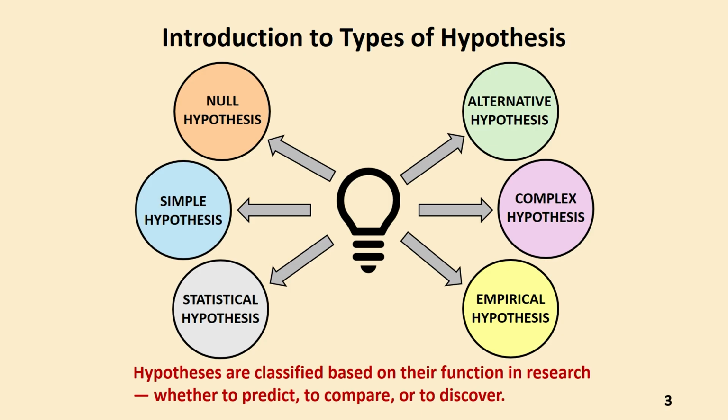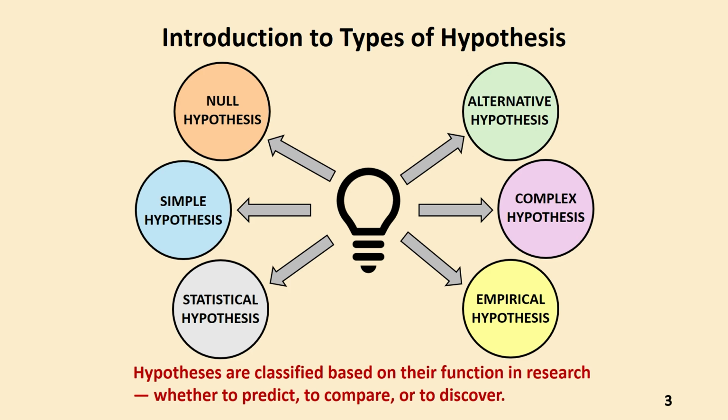Introduction to type of hypothesis. You can see here on the screen that we have already discussed about what is hypothesis, how significant it is in a research, and now we are going to discuss what are the various types of hypothesis. You can see here on the screen null hypothesis, alternative hypothesis. Few basic idea about these two type of hypothesis we have already discussed. Today we will discuss this in a detail also. Simple hypothesis, complex hypothesis, statistical hypothesis and empirical hypothesis.